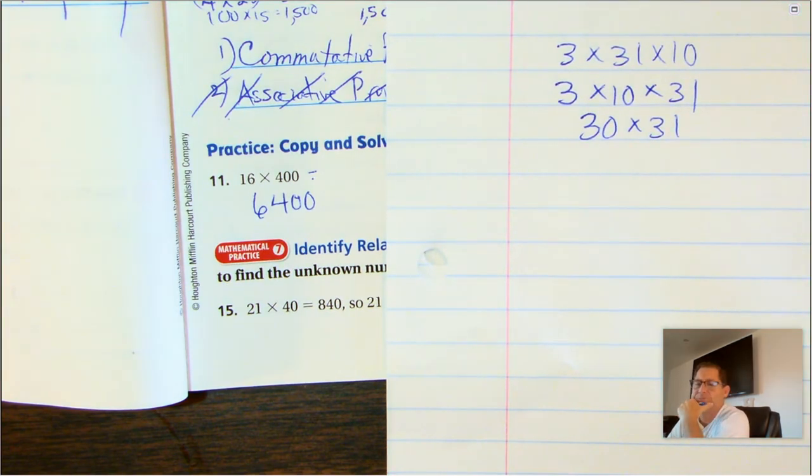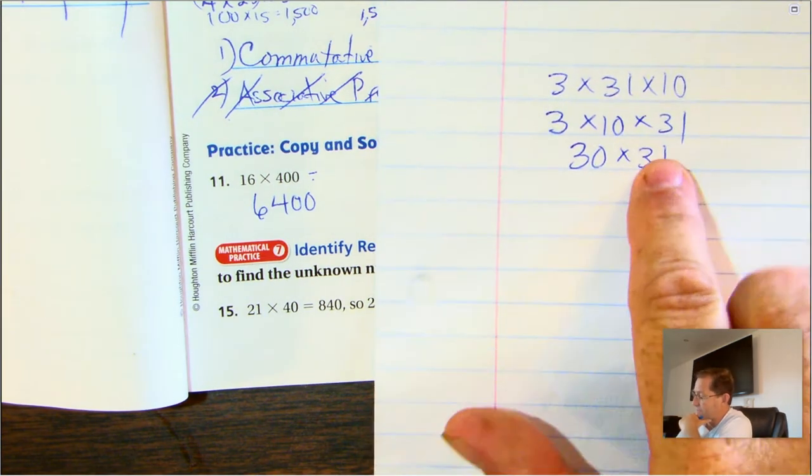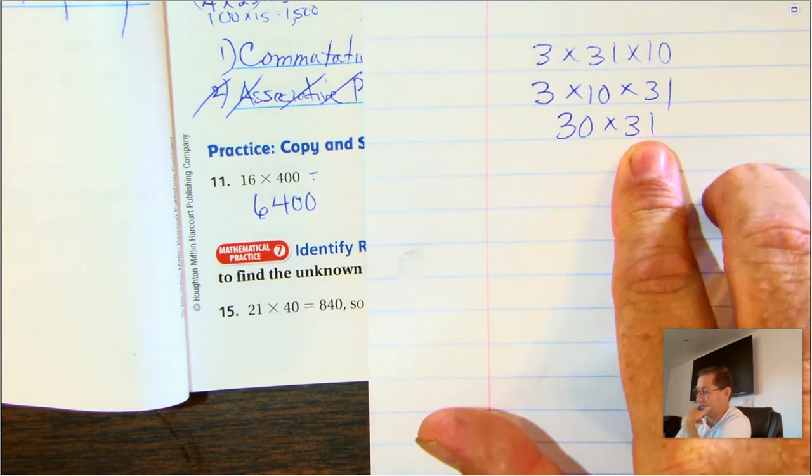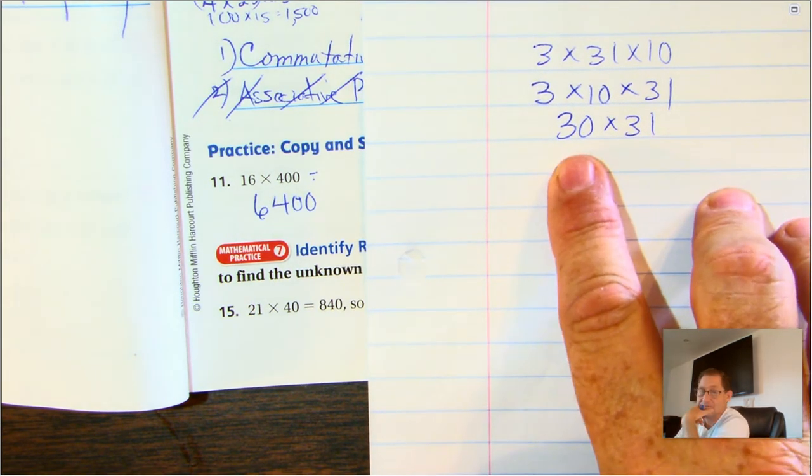Is that an easy problem? I don't know. I don't know if that's easy. So what should we do? Should we have done something differently to make it easier? Is there a way of breaking up the 31, or is there a way of breaking up the 30 differently?